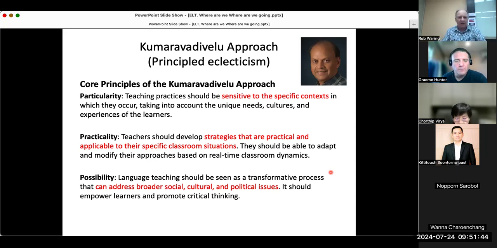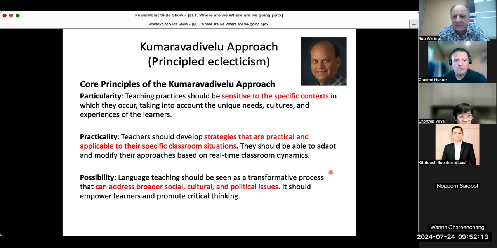There's an approach by a man called Kumaravadivelu, which is called principled eclecticism, or sometimes beyond methods. I don't know if you're familiar with his work. Are you familiar with this? Yeah, okay. So this guy here, I think is probably the one who's got the closest towards an overarching kind of view of the way we should think about language teaching.